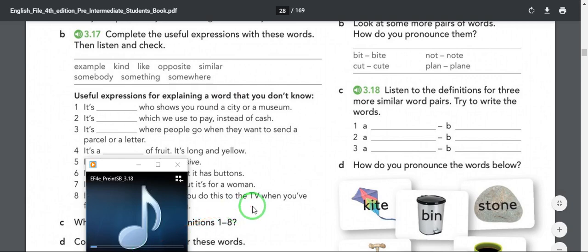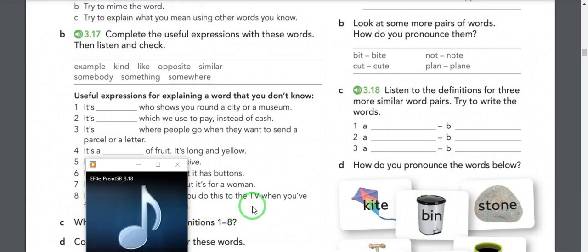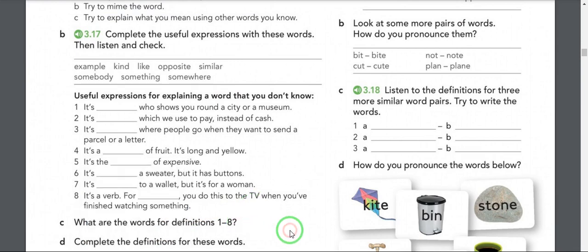3.18. 1. A. It's a verb. It's the opposite of lose. B. It's something you drink. It's alcoholic and it can be red, white or rosé.